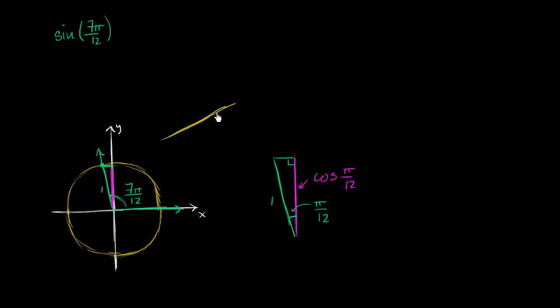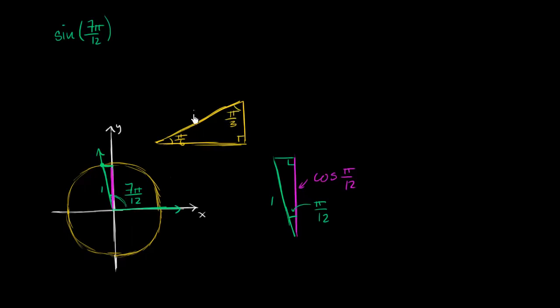30, 60, 90 triangles look something like this. This is my best attempt at hand drawing it. Instead of writing the 30-degree side, since we're thinking in radians, I'll write that as pi over 6 radians. The 60-degree side, I'm going to write that as pi over 3 radians. And of course, this is the right angle.